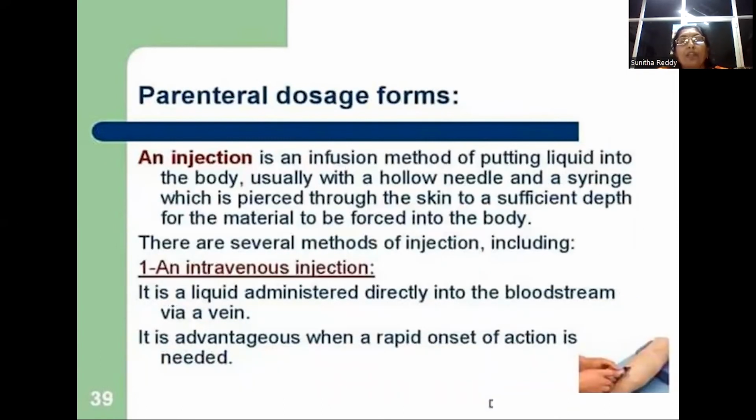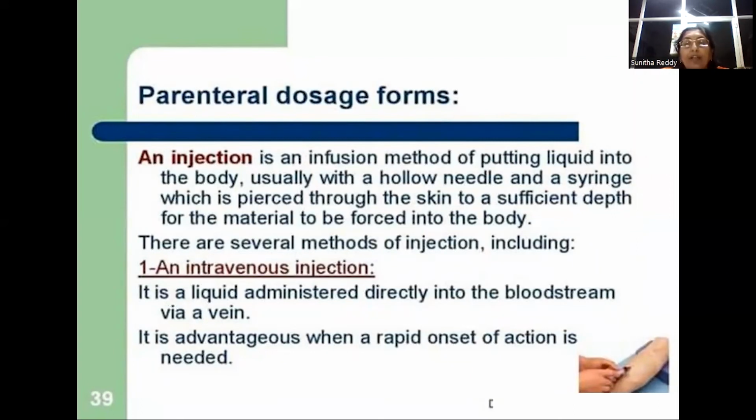Next dosage form is parenteral dosage. Parenteral dosage forms are injection and infusion methods of putting liquid into the body, usually with a hollow needle and syringe which is pierced through the skin to sufficient depth for the material to be forced into the body. There are several methods of injection, including the intravenous injection.